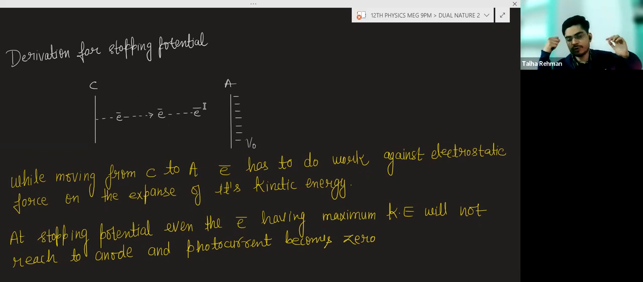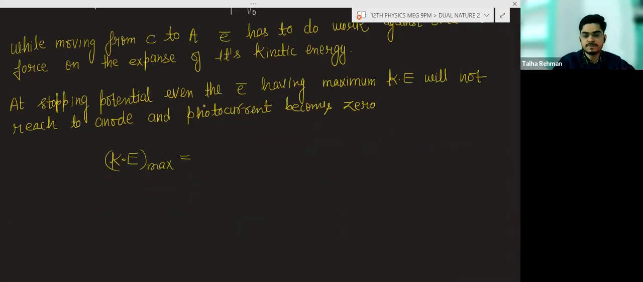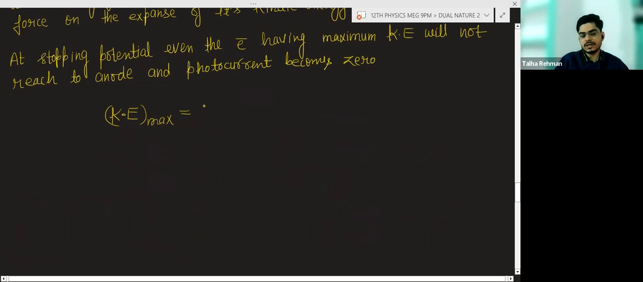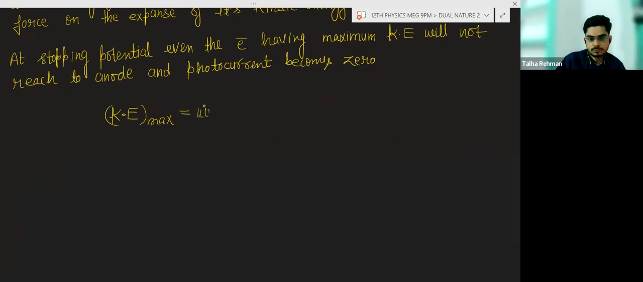Spending means, in moving from cathode to anode, the electron's kinetic energy is being spent. There is a time when the kinetic energy of the electron will become 0, meaning the total kinetic energy of the electron is spent in doing the work. So you can say the maximum kinetic energy is spent in doing the work done.